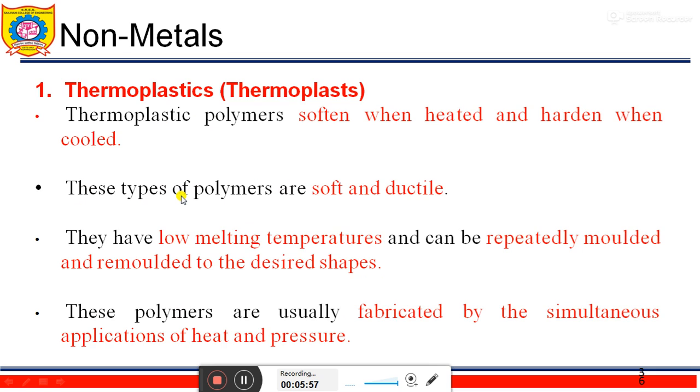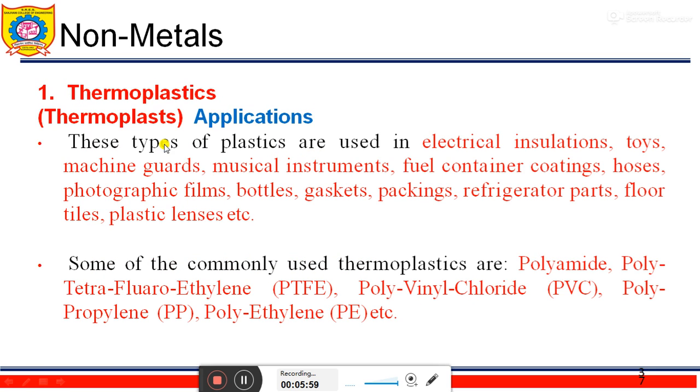Applications: this type of plastic is used in electrical installations, toys, machine parts, musical instruments, fuel container coatings, hoses, photographic films, bottles, gaskets, packings, refrigerator parts, and floor tiles. Some commonly used thermoplastics are polyamide, polytetrafluoroethylene, polyvinyl chloride, PVC, which is a general term, like PVC pipes, polypropylene, polyethylene, etc. are examples of thermoplastics.